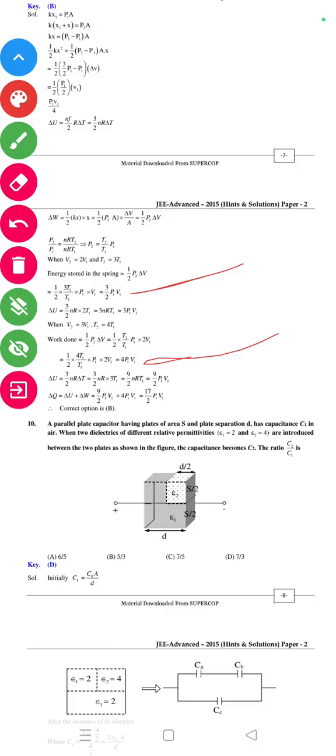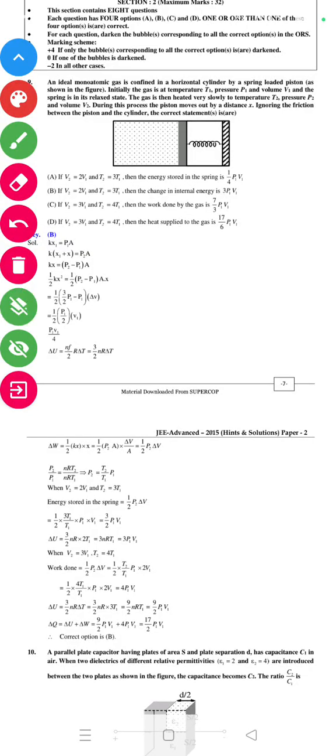तो delta U is equal to 3 by 2 nR delta T is equal to 3 by 2 nR into 3T1, यानी 9 by 2 nRT1 equal to 9 by 2 P1 V1. तो delta Q is equal to delta U plus delta W, यानी 9 by 2 P1 V1 plus 4 P1 V1 is equal to 17 by 2 P1 V1. तो आंसर क्या आ जाएगा, ऑप्शन B. यानी V2 is equal to 2V1 and T2 equal to 3T1, then the change in internal energy 3 P1 V1 हो जाएगा.